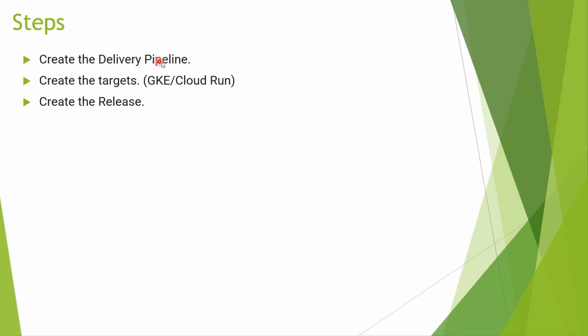These are the steps. First of all, we have to create a delivery pipeline. Then we have to create the targets. The target can be GKE or Cloud Run as of now. And then we will do the release. We will see how all of these work in this video. This is a very basic video and we will not cover too much advanced material. In the next video, we will move to automation and canary deployment.